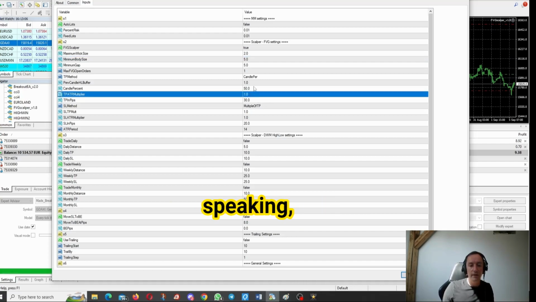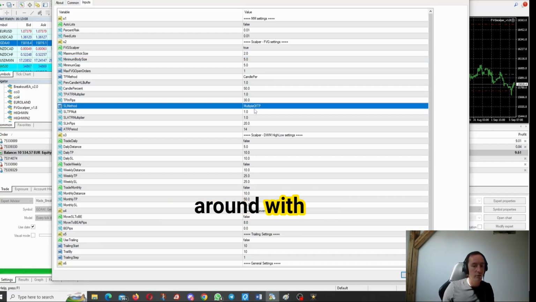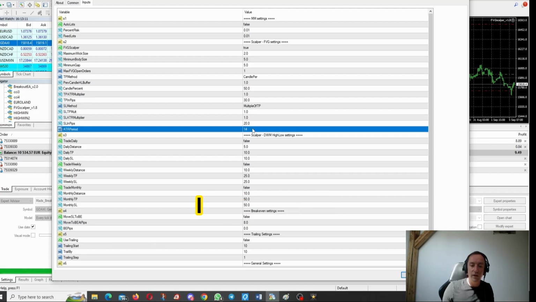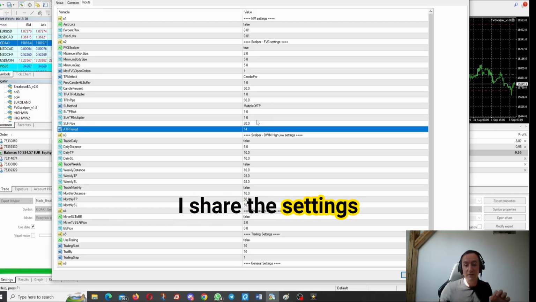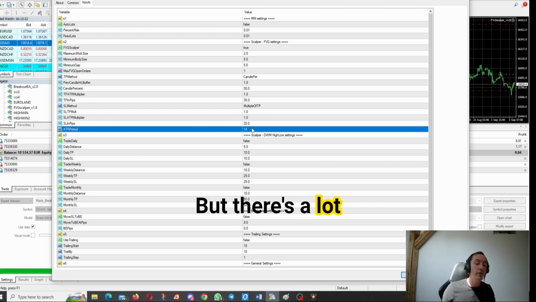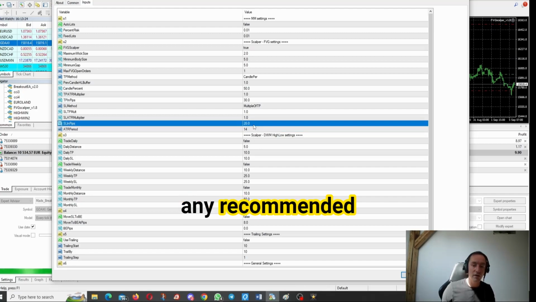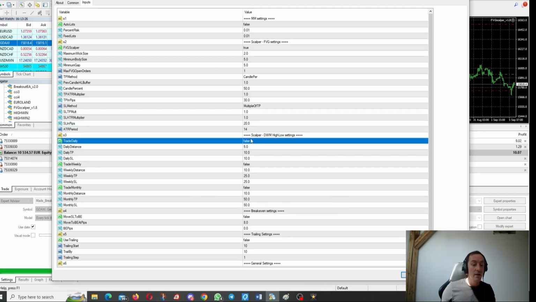But generally speaking, this needs a lot of playing around with. It's somewhat experimental. I will post more videos in the future with, let's say, backtests and more information. You'll find one signal I have that's live which uses a variation of this, and I share the settings in the signal, but there's a lot that can be done. And if you have any recommended settings, share them with me.